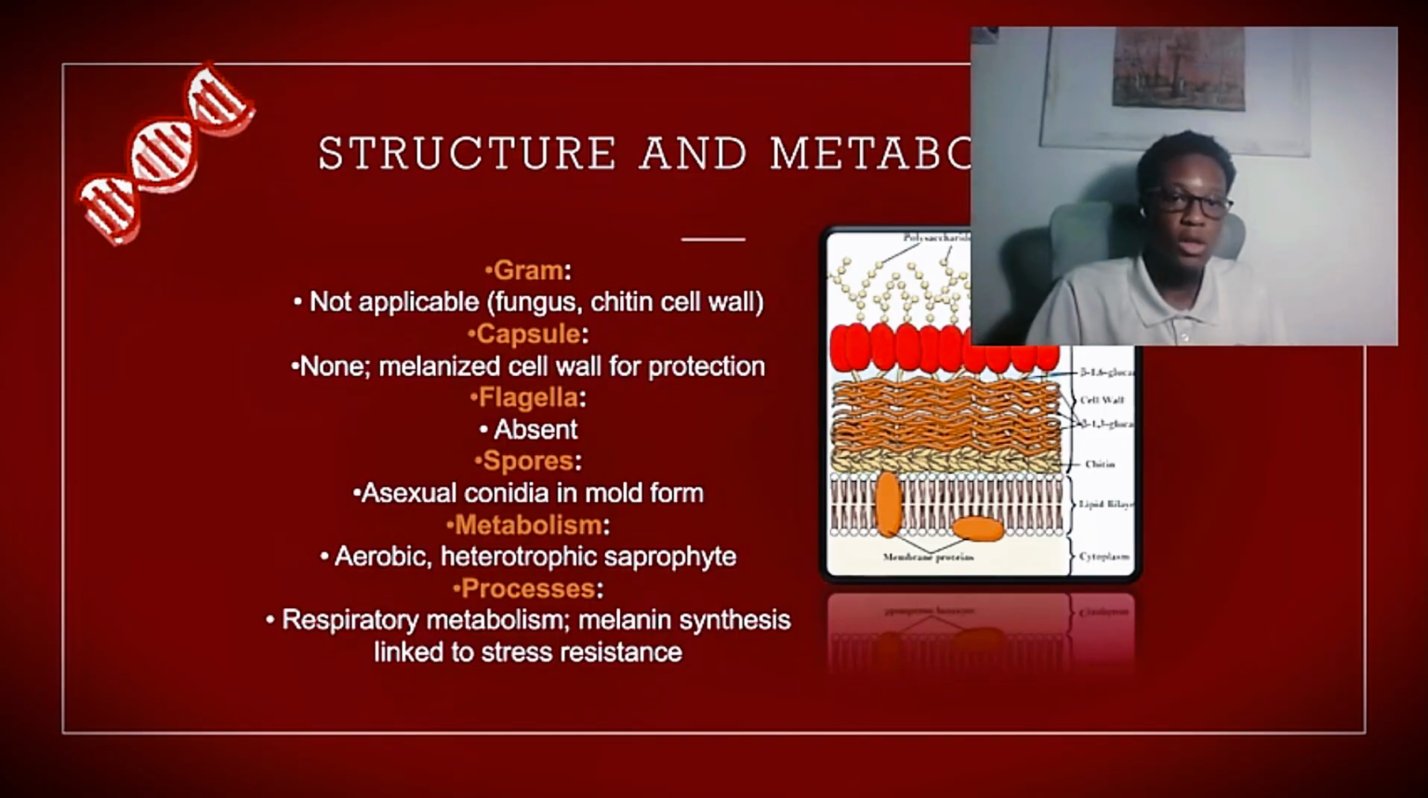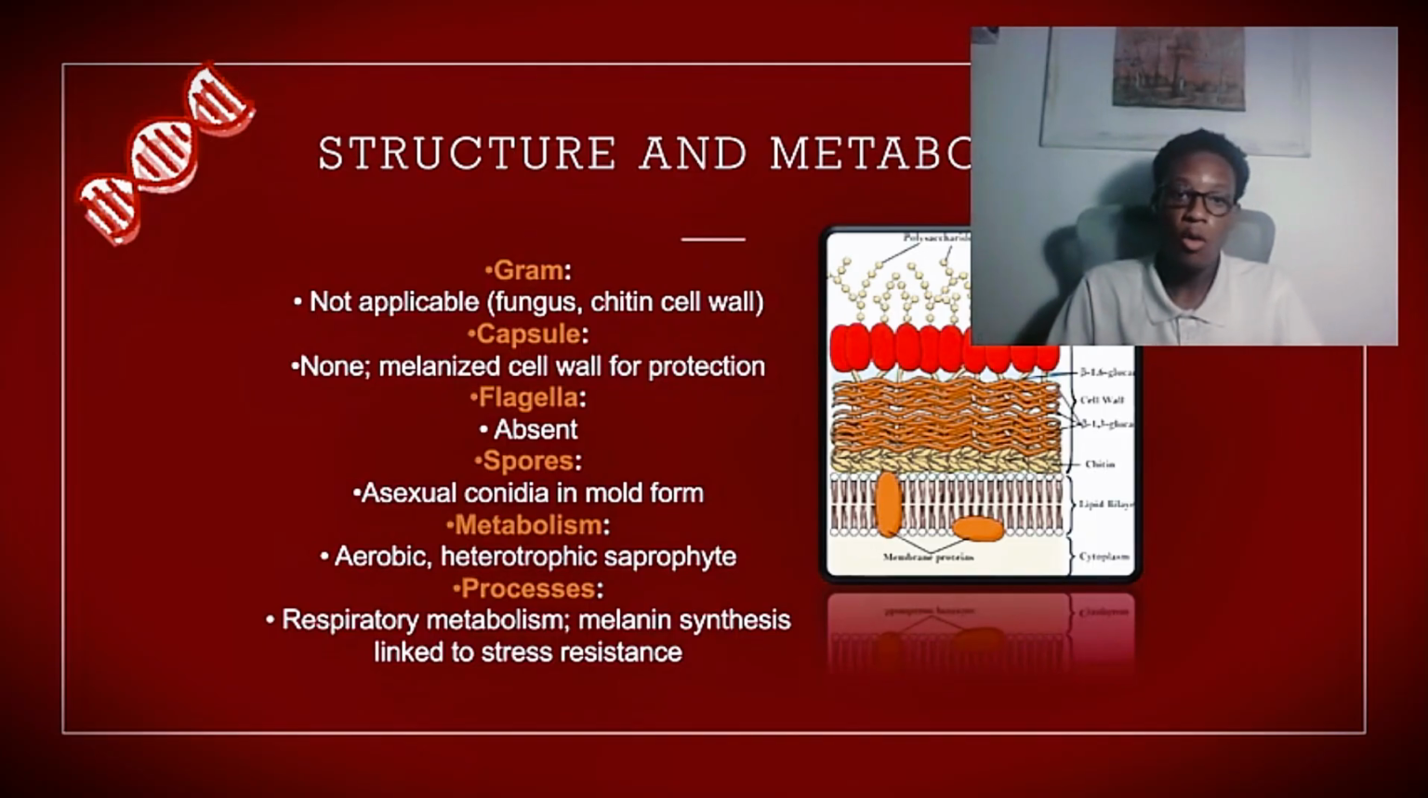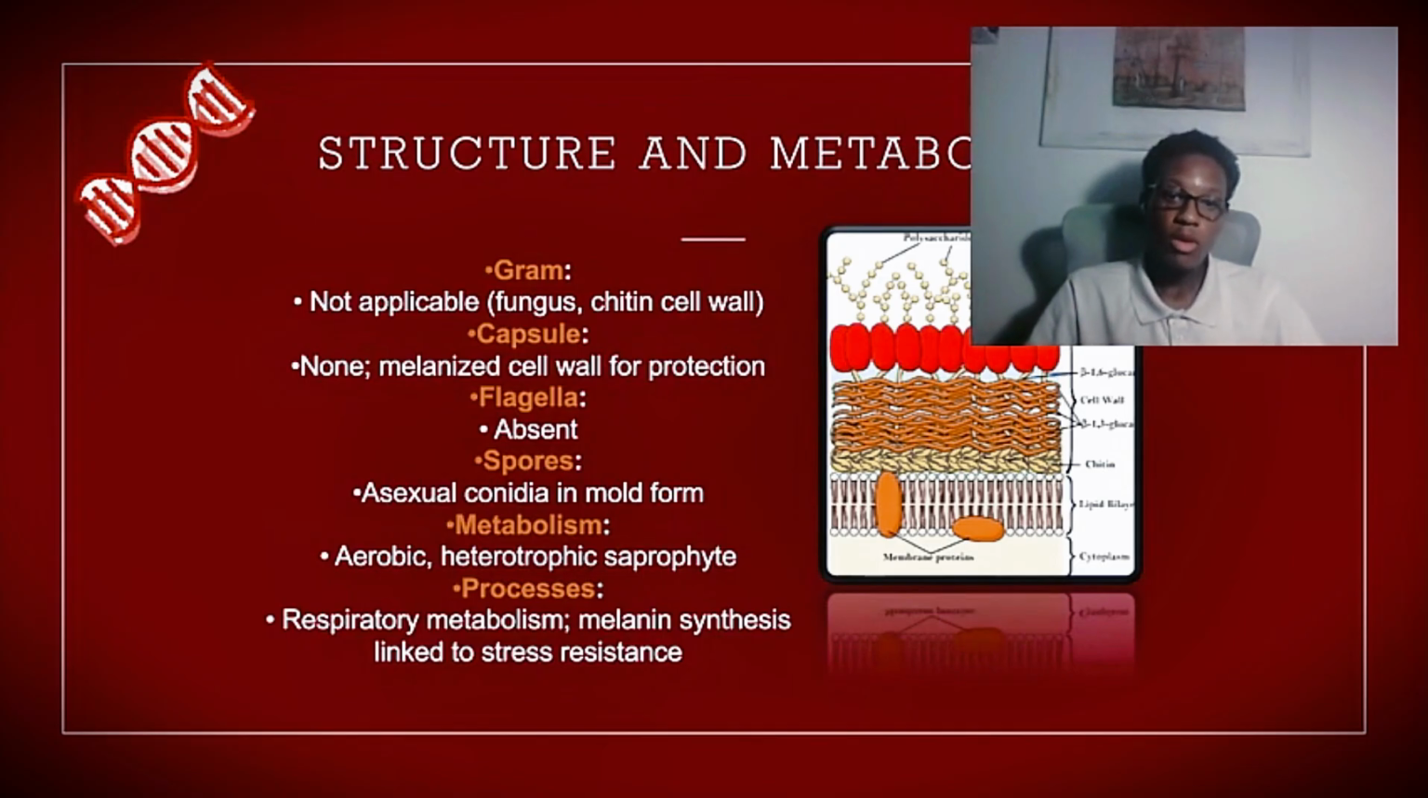Gram: not applicable. Fungus, chitin cell wall, capsule, non-bacterial cell wall for protection, flagella absent, spores, asexual conidia in mold form. Metabolism: aerobic, heterotrophic, saccharide processes, respiratory metabolism, melanin synthesis linked to stress resistance.